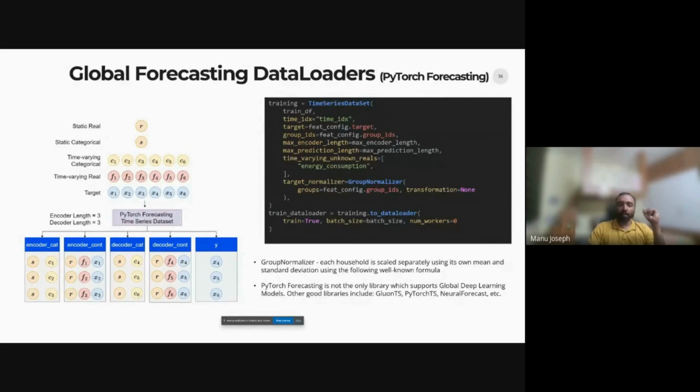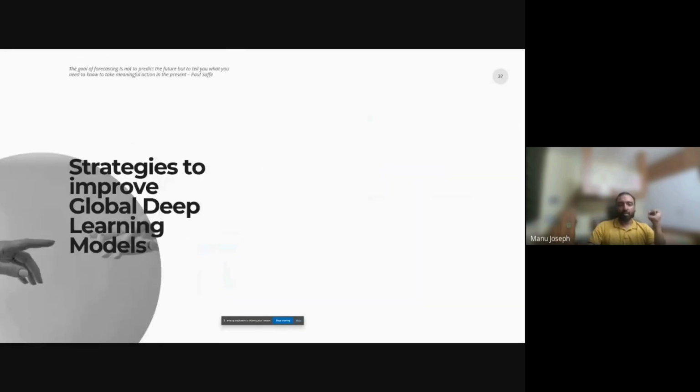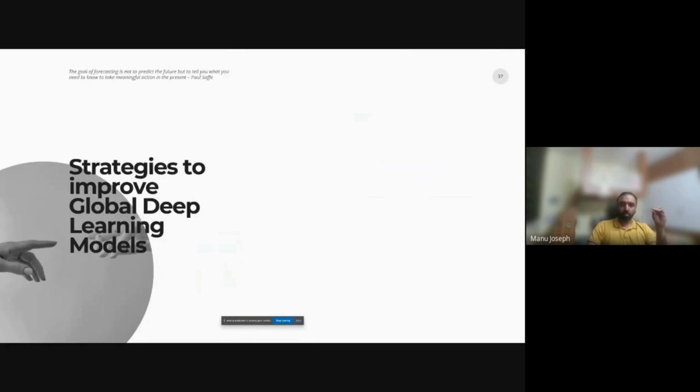So getting a model up and running is pretty easy. Getting a good model is a difficult task. Getting a model up and running is easy enough nowadays. You can just use these packages to get that going. Right. Now let's also look at a few things that we typically use in deep learning to make these models better.